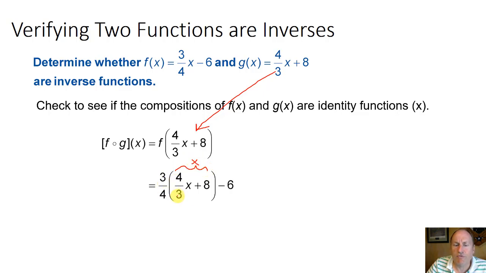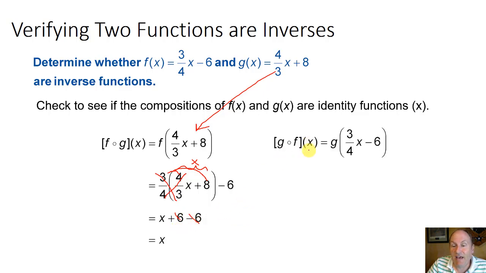And so we get 3/4 times 4/3 x plus 8 minus 6. When we distribute that 3/4 to these two terms, these two cancel out, and I'm left with 3/4 times 8, which is 6, plus 6 minus 6, I just get x.